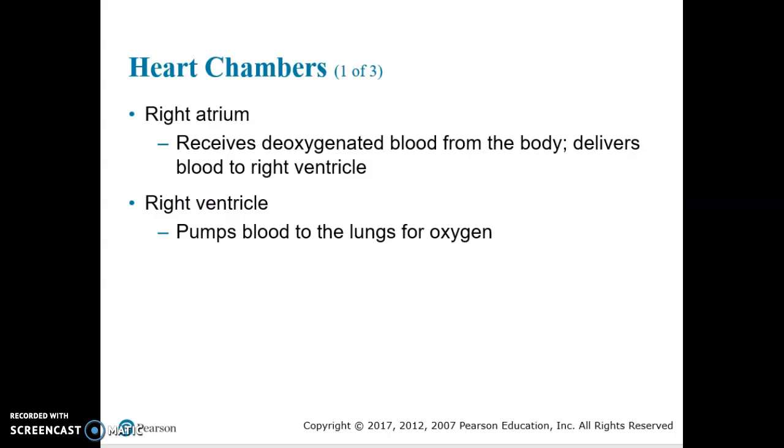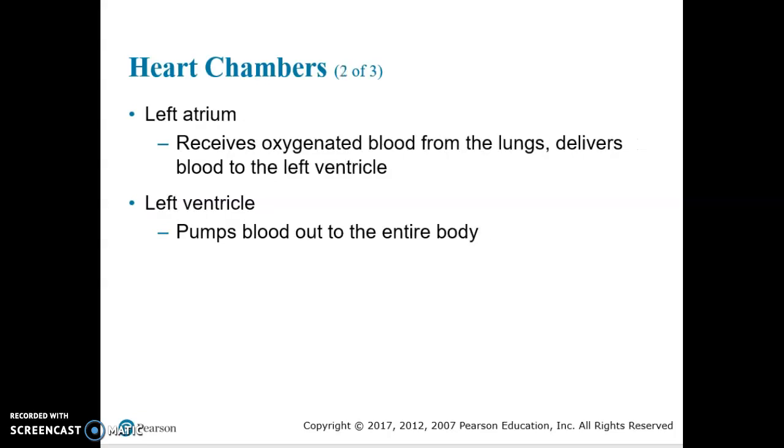So now we're going to talk about the left atrium. The left atrium receives oxygenated blood from the lungs, okay? So the blood has been through the lungs. It's blown off all of the waste. It's blown off the CO2, and now it has oxygen. So it's picked up oxygen, and it's blown off that waste, that CO2.